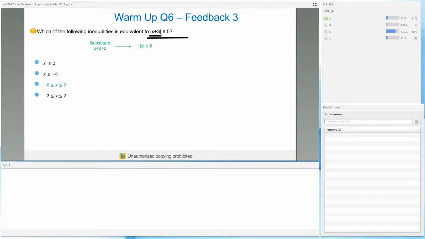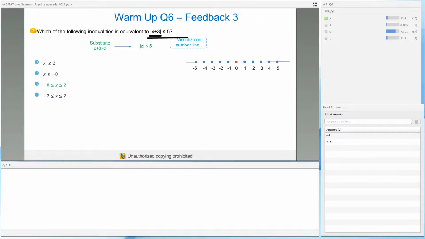Can z be 6? Can z be minus 6? No, right? If it is less than 5, it has to be between minus 5 to plus 5. So if I visualize on the number line, mod of z means I need all the values starting from 5, 4, 3, 2, 1. I'll go to 0 and then again minus 1, minus 2, minus 3, minus 4, minus 5.